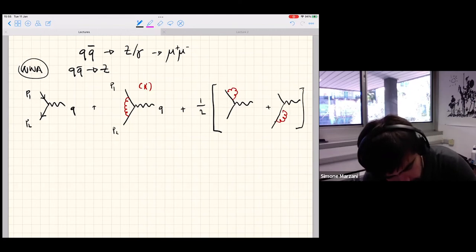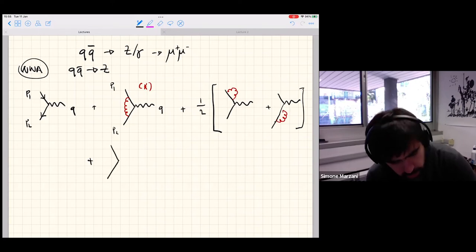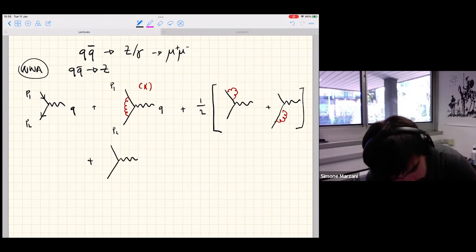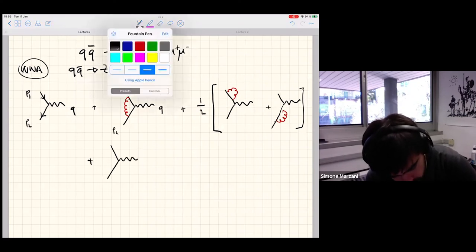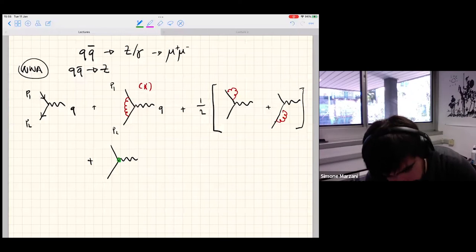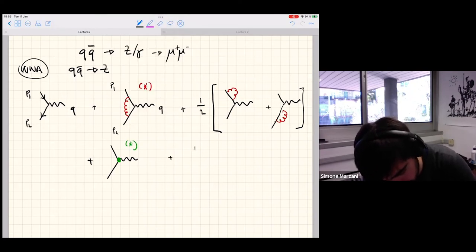And you know, someone told you the loops can be divergent in the ultraviolet. And so you have to build what is known as renormalized perturbation theory, so you have to add counterterms. At this order, I think you need this counterterm and maybe you need this counterterm as well.